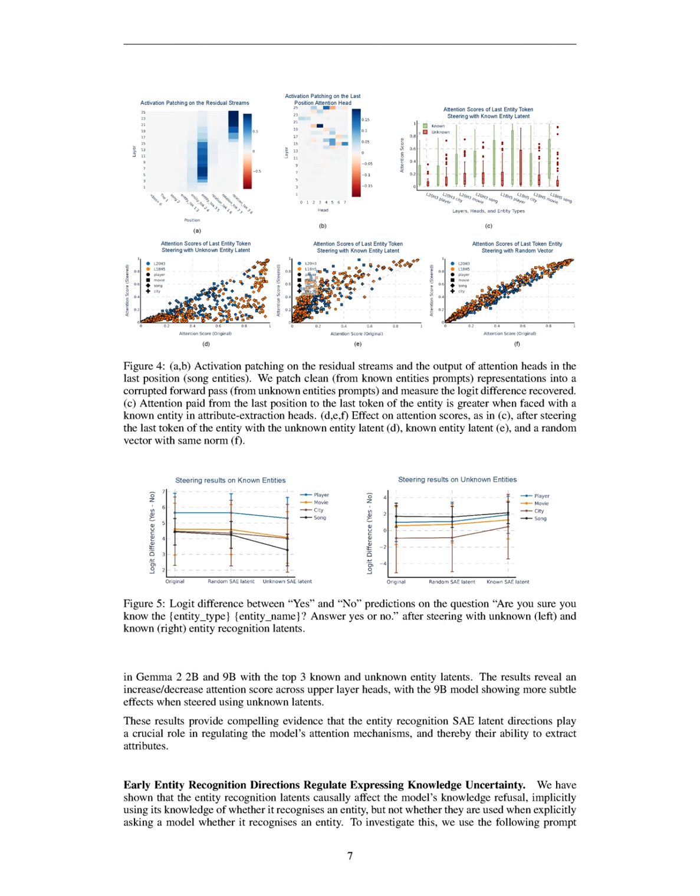Conversely, when prompted with "What team does Wilson Brown play for?" the model recognizes Wilson Brown as an unknown entity. The activation of the unknown entity latents suppresses attention to the last token, leading the model to refuse to answer or hallucinate a response. This demonstrates how steering with entity recognition latents can directly influence the model's ability to recall factual information or induce knowledge refusal based on the entity's recognition status.